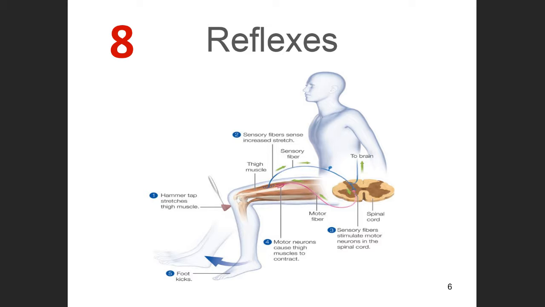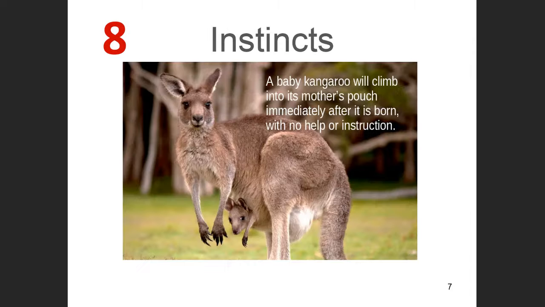Another example is if something comes towards your eyes, what do you do? You blink. And so there's simple types of responses, but they do help us. They serve an adaptive process. Instincts are a little bit more involved. But again, just like with reflexes, we don't have to learn those.